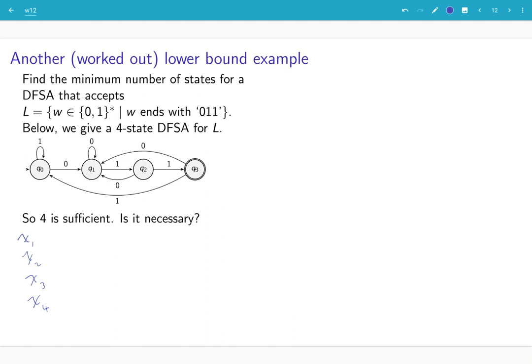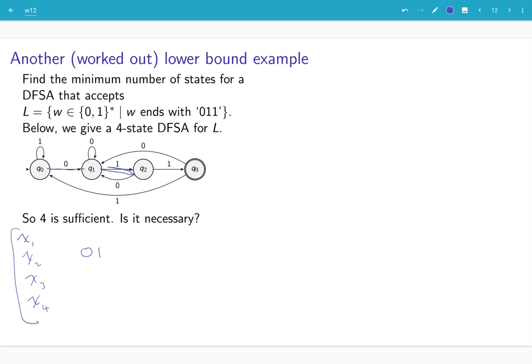So the trick that I'm going to use is, because I have this DFSA in front of me, I can actually think in terms of the states. So I'm trying to pick 4 prefixes such that each of these must be mapped to a different state. So I can look at the states and see, well, what strings get mapped to these states. So for example, if I have the string 0, 1, that gets mapped to Q2.